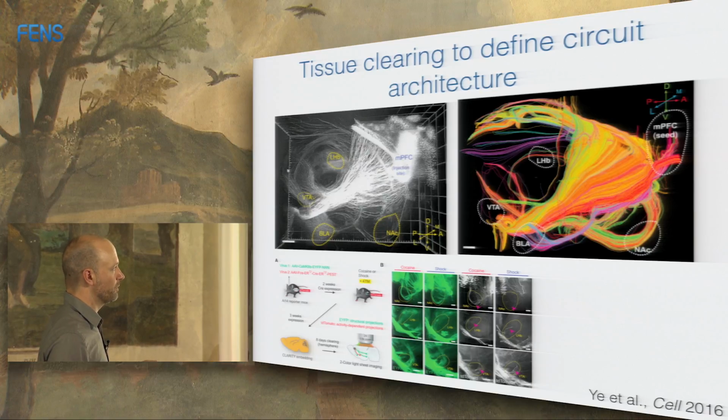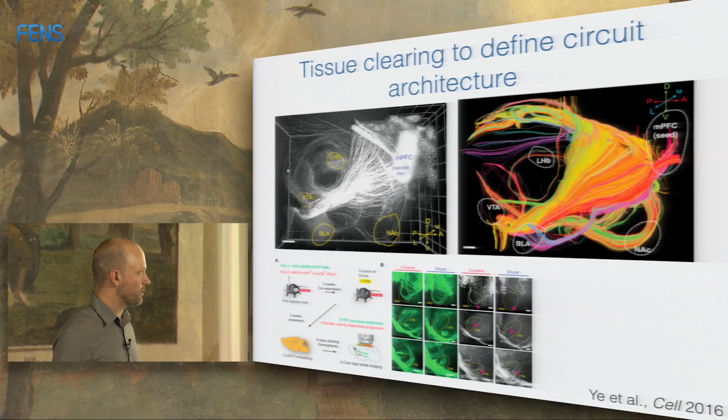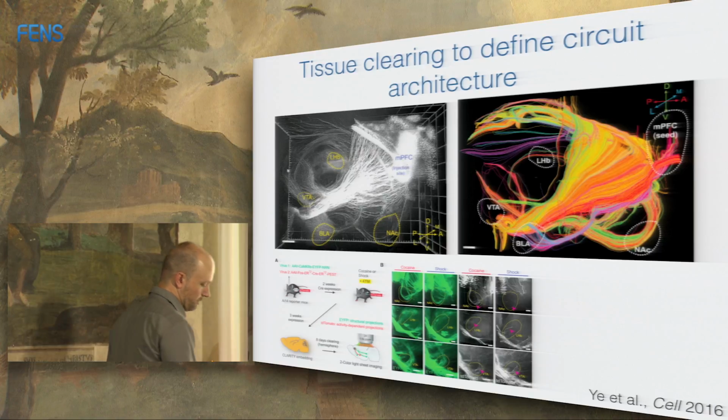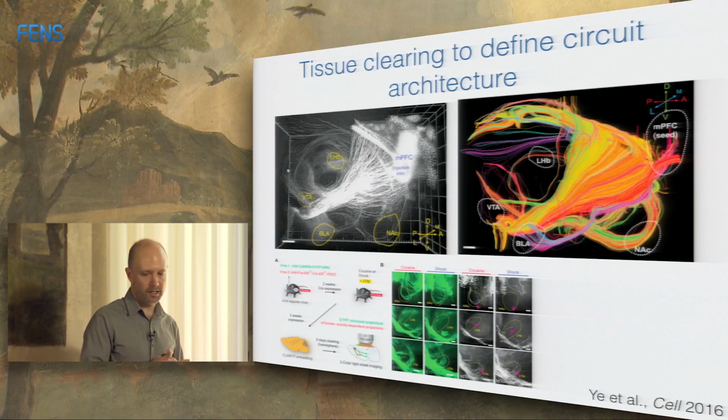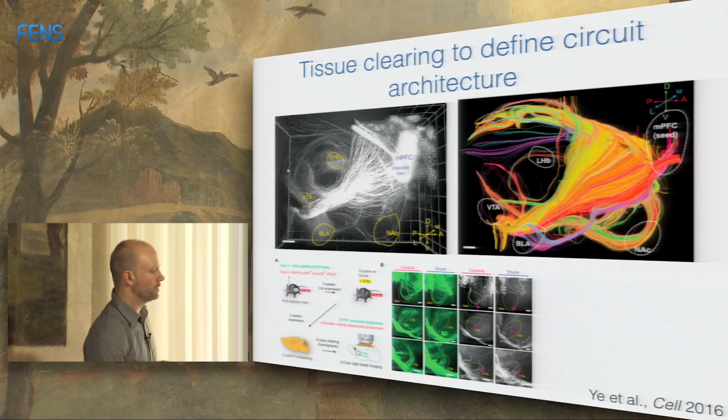So they inject these helper viruses into the VTA of a Cre-expressing animal, I think it was a DAT-Cre mouse. And then 14 days later, they inject the G-deleted rabies virus. And then after another week, they take all the tissues, section it, and look at the location of the neurons.